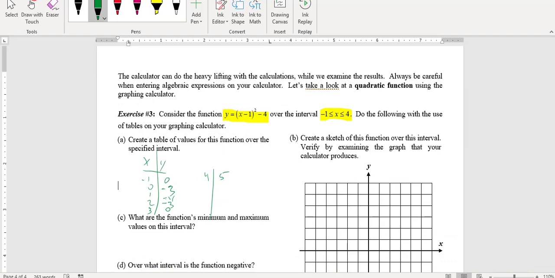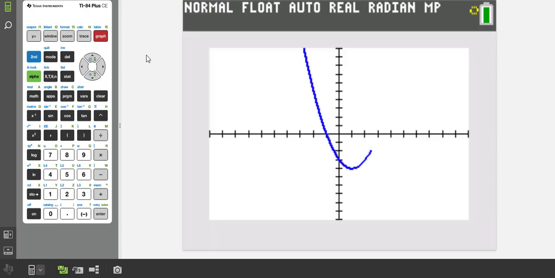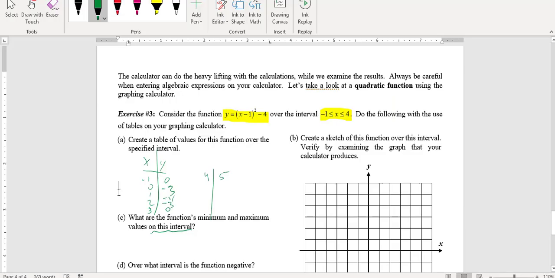Okay, so what are the function's minimum and maximum values on this interval? Very important. Since this is actually a parabola that's going to open up, we should be able to see that if we graph it. Keep in mind that this does not actually have a maximum value. Okay, technically there's arrows on here, so it's very important that we notice that it says on this interval.